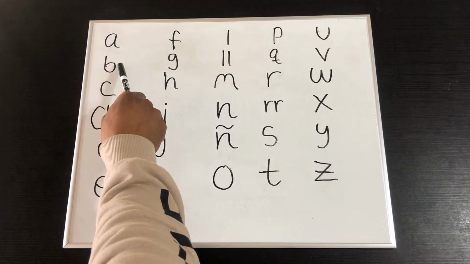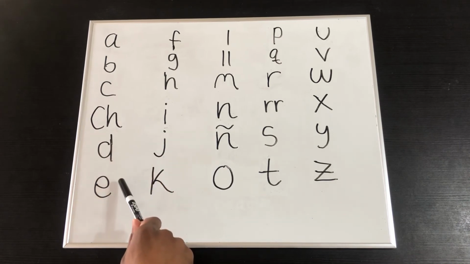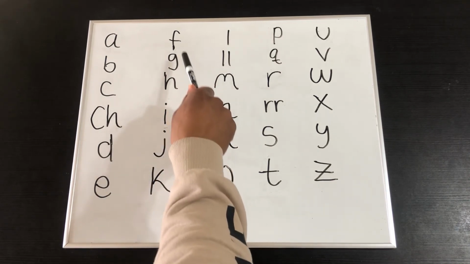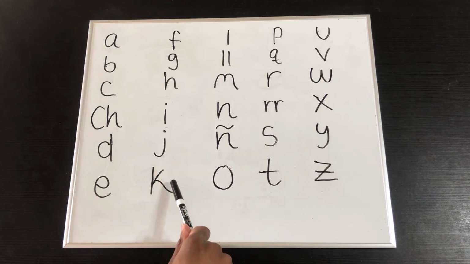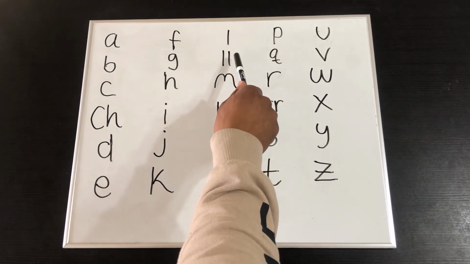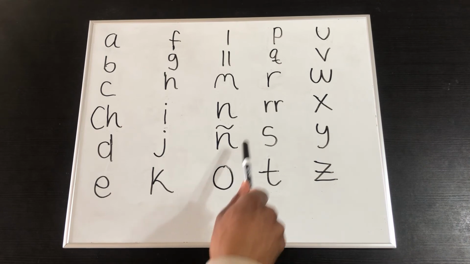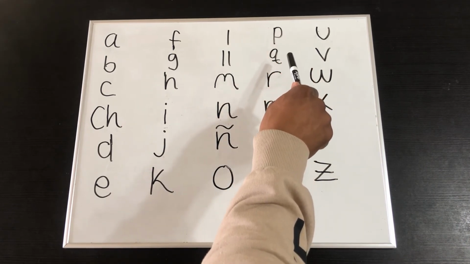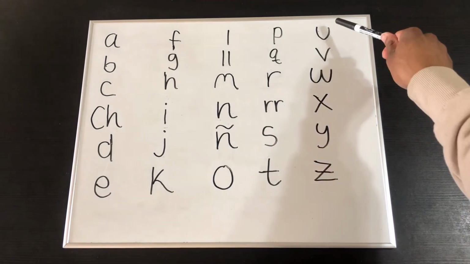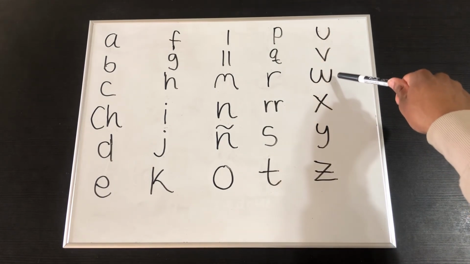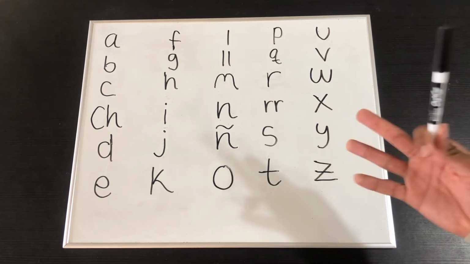A, B, C, Ch, D, E, F, G, H, I, J, K, L, E, M, N, Ñ, O, P, Q, R, R, S, T, U, V, W, X, Y, Z. ¿Cómo hiciste? How did you do?